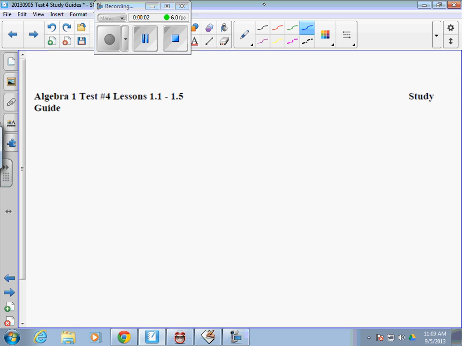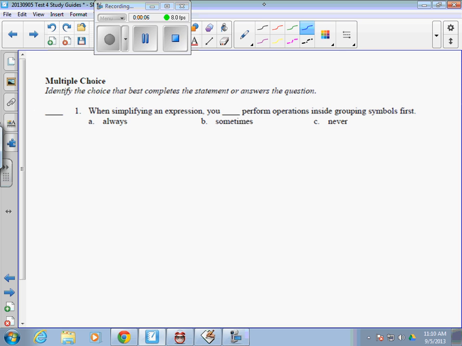This is Algebra 1, test number 4, study guide through sections 1.5. Number 1 says when simplifying an expression, you blank perform operations inside grouping symbols first. Grouping symbols are the P in PEMDAS, so please excuse my dear Aunt Sally. It always comes first. A as an apple.